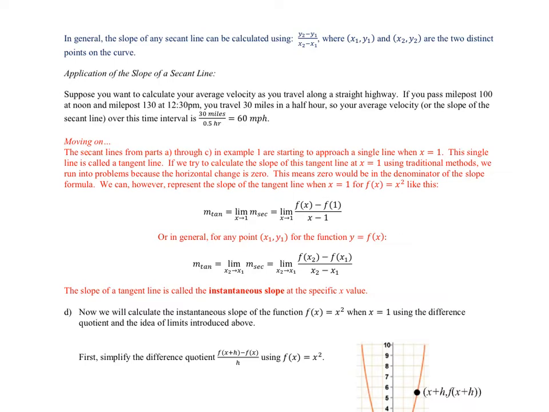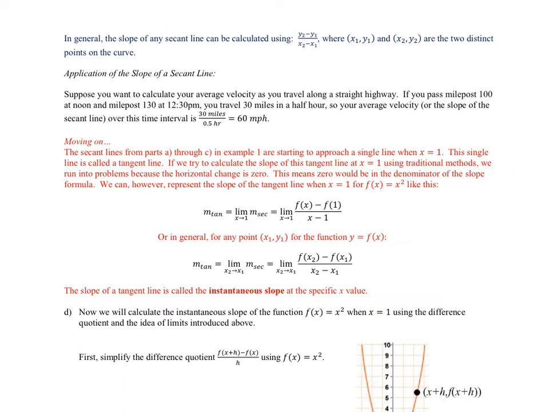So your average rate of change on that interval would be 30 over 0.5, which is 60 miles an hour. Okay, so we're going to see that coming up in future lessons and chapters. That's not going to go away. So get used to the idea of speed and acceleration and all that good stuff.